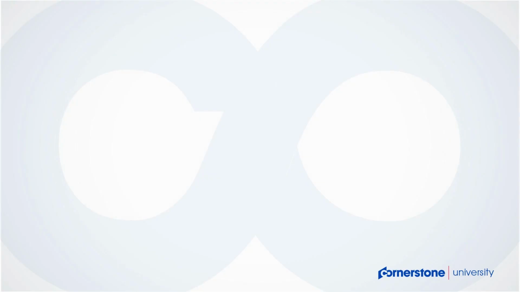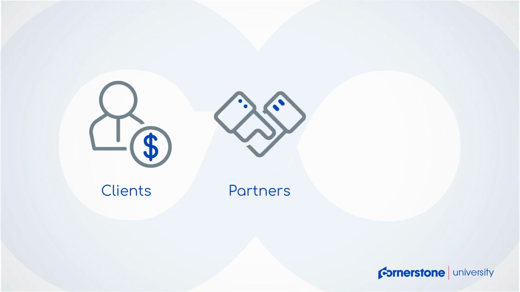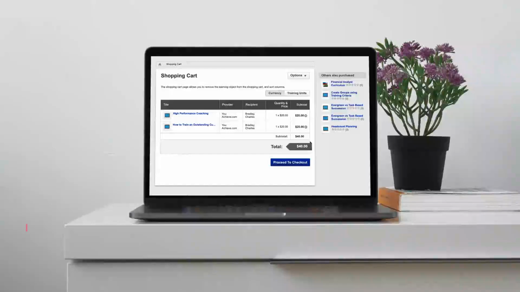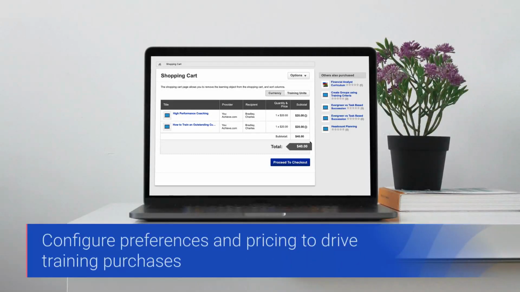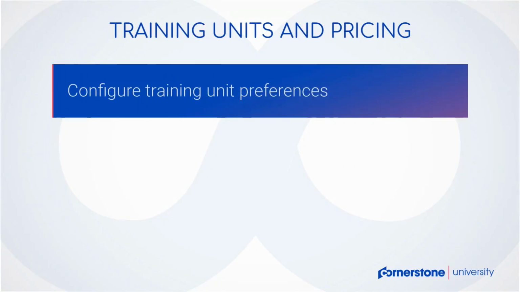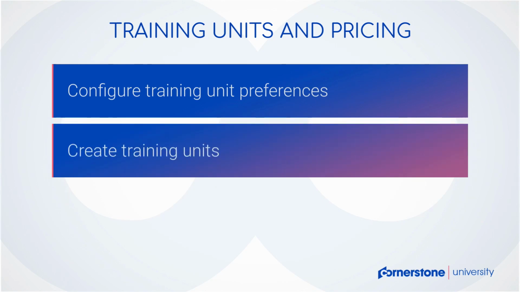While many organizations make training available to employees and external users, such as clients or partners, there are times when they need to limit how much training users can purchase. Training units allow organizations to place limits on how much training is available and who can purchase it. Training units can be purchased, assigned, or made available through codes. Training unit preferences and pricing impacts how learners use training units as virtual currency when making learning purchases.